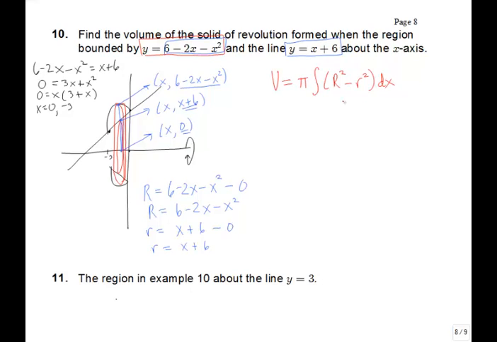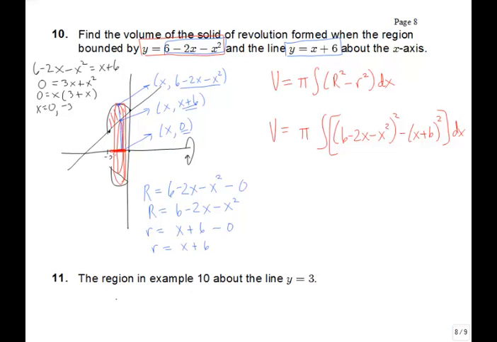So plugging all that into my volume integral, this is going to be the volume of pi times the integral of my big R, which is that 6 minus 2x minus x squared, and I want to square that whole big R, minus my little radius, which was x plus 6, and I need to square that little r. So I want all of that, and then I'm taking the integral of that with respect to x. And finally, what are my bounds going to be? Well, this crescent shape region right here goes from x values of -3 up to an x value of 0, the way that these 2 points range.